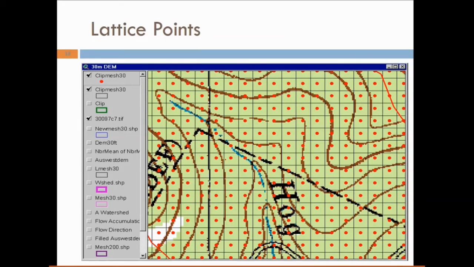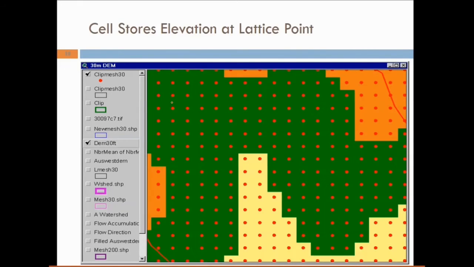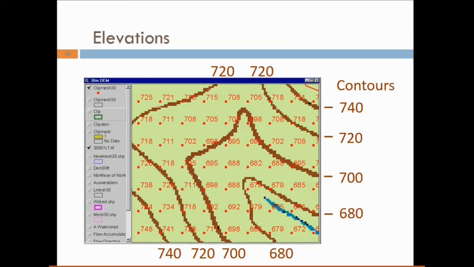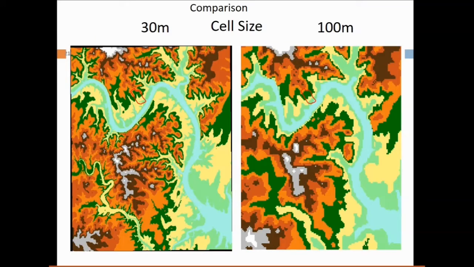You have lattice points, which are generated by these blocks, at a center point, and this cell stores the elevation at this lattice point. These are the elevation values. This value is called a contour; everywhere along it you will find the height as 700 only. So this is the comparison. You have a 30-meter cell size and a 100-meter cell size, and this is how it is seen. One is somewhat enlarged, the other is somewhat compact.